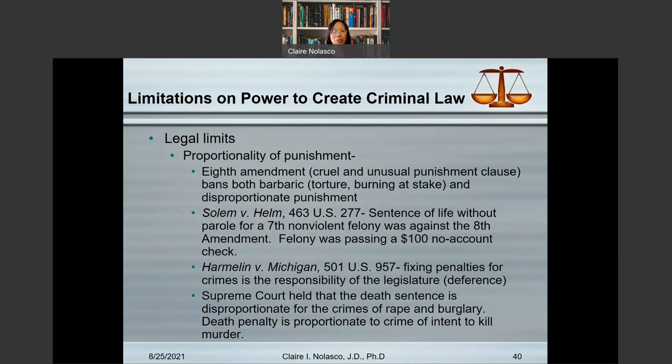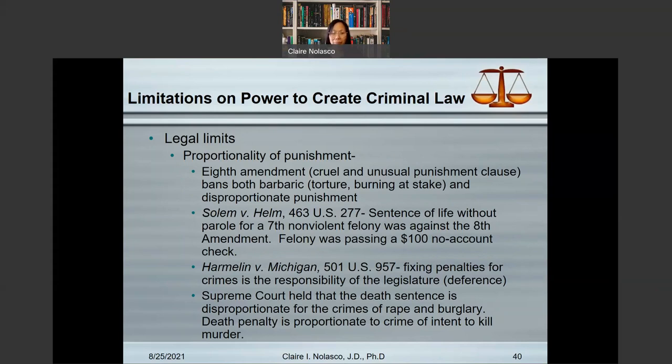Another limitation would be proportionality of punishment. So the Eighth Amendment prohibits cruel and unusual punishment. So it bans both barbaric and disproportionate punishment. An example would be torture, burning at the stake, cutting off your hands for theft, cutting off your head, that would be barbaric.